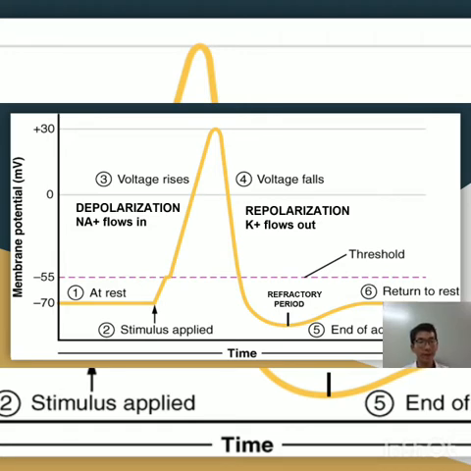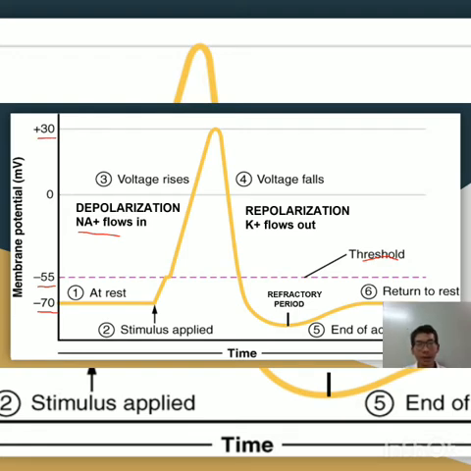According to the action potential, first at rest, when the axon is not conducting any impulse, it will be negative 70 millivolts. But when the stimulus is applied, it reaches the threshold with minimum change, from negative 70 to negative 55. After it reaches threshold, depolarization will occur, where sodium ions will flow into the axon. So the voltage will rise until positive 30 millivolts.